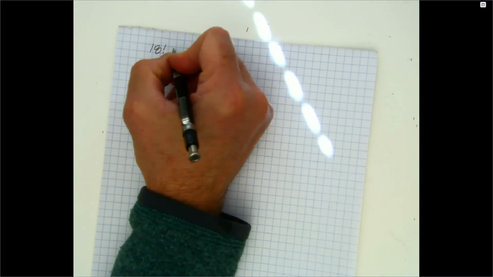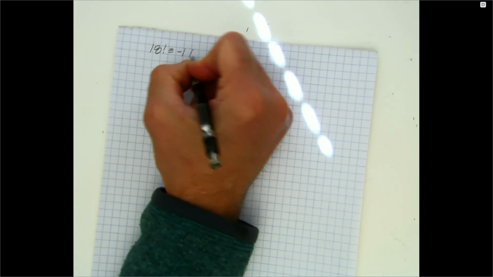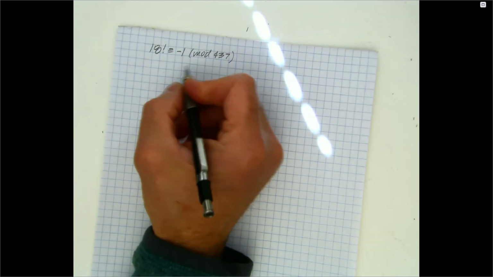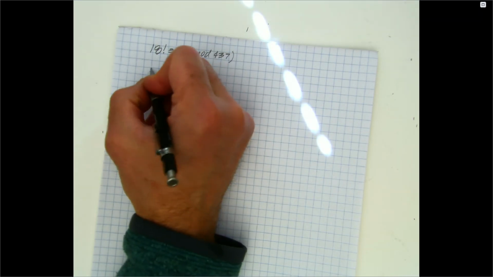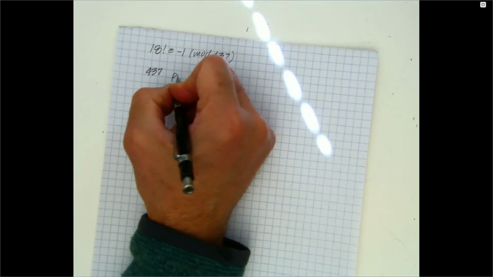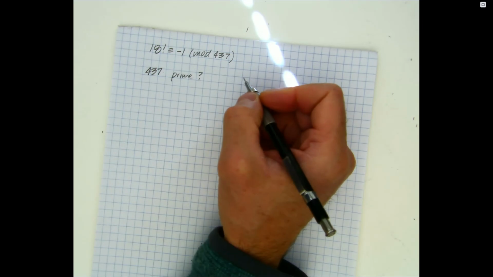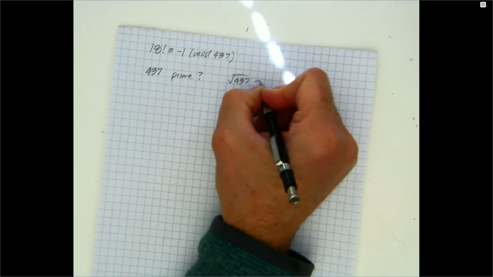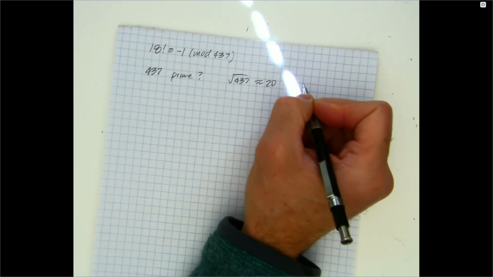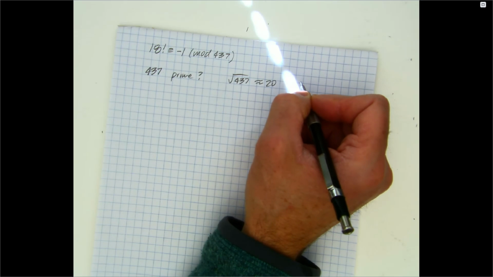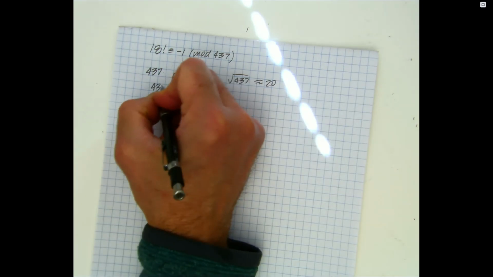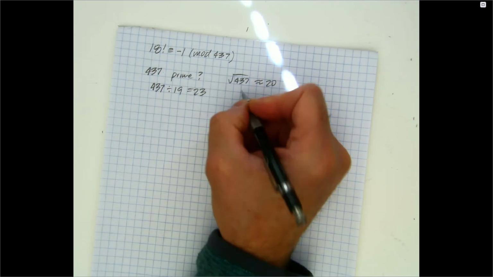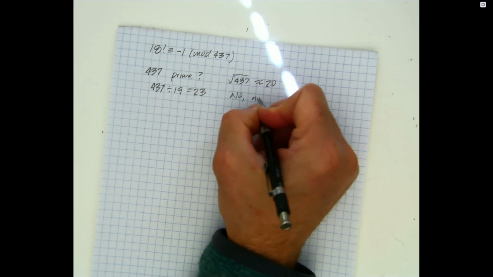18 factorial congruent to negative 1 mod 437. So I guess the first thing we should ask is, is 437 prime? And so I would hit the square root of 437. I mean, I'm roughly in the 20s. So I would check all the primes up to 20, and it turns out that 437 divided by 19 is equal to 23. So no, not prime.